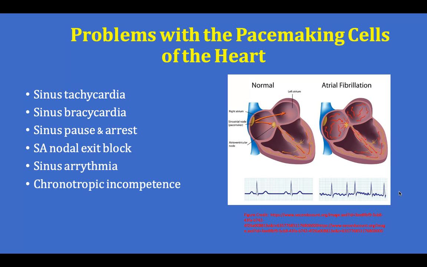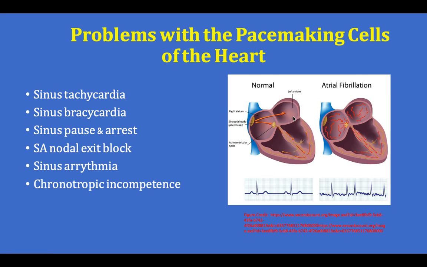A sinus pause and arrest means that the signals from the SA node are pausing, causing skipped beats. And the other way to get skipped beats is to have an exit block. An SA node exit block signals the upper heart chambers, the right and left atria, to go slower, and then you have skipped beats because it's out of sync with the ventricles.